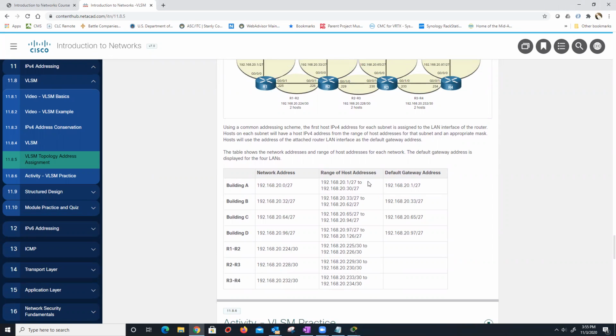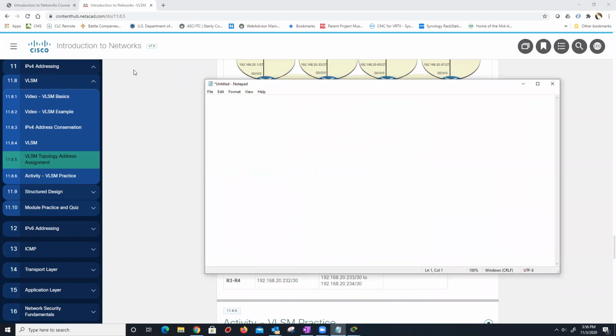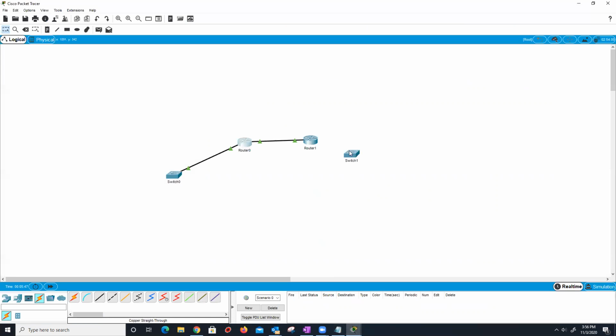So VLSM is just subnetting a subnet. That's all it is. We take our largest, find out what we need from that, and then go from there. Let's imagine, I'm going to give you an easy one: we've got a LAN A that needs 100 hosts, LAN B needs 30 hosts, and then you need one point-to-point link. Imagine basically this network right here, and we need 100 hosts on the left.